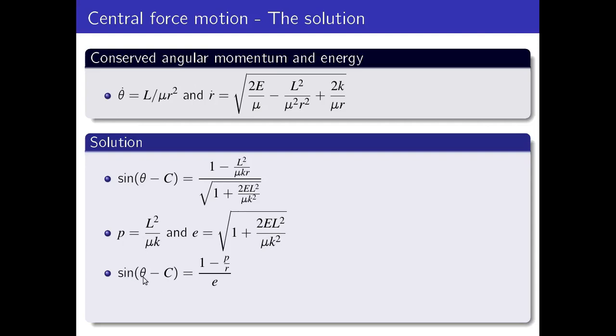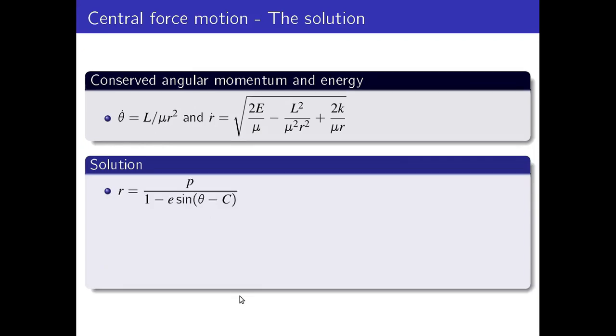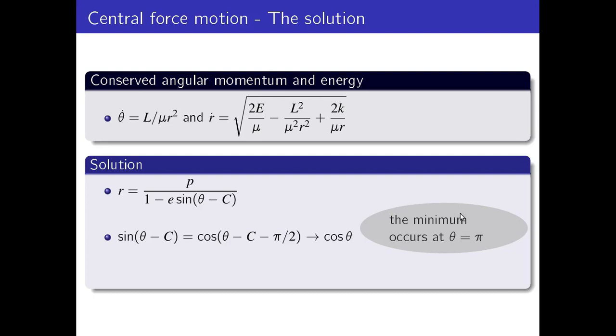Then we can write sine of theta minus c is equal to 1 minus p over r, over e. Then we can write r in terms of theta in this way, p over 1 minus e sine of theta minus c. And we can make some further arrangements, and we can write sine of theta minus c as cosine by subtracting pi over 2 from the argument of sine. And by considering that the minimum of r occurs at theta equal to pi, we can write sine of theta minus c as cosine theta.